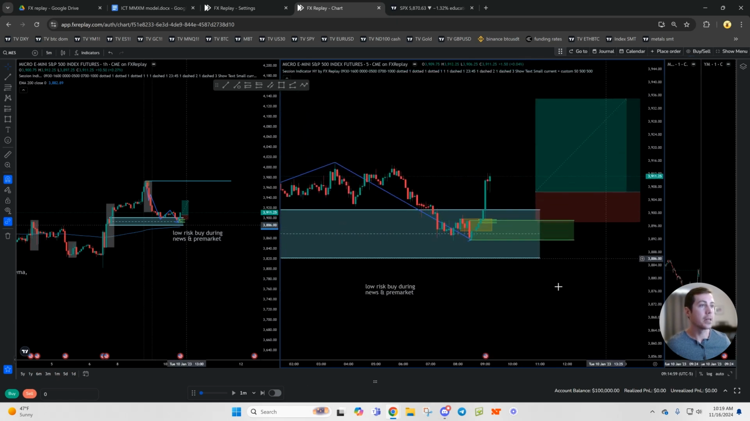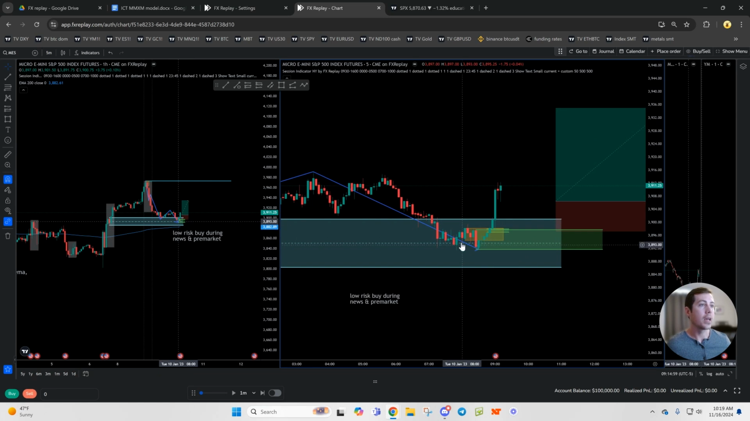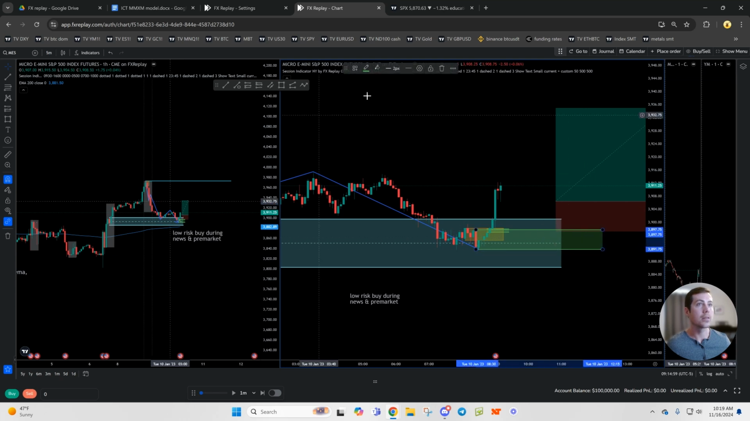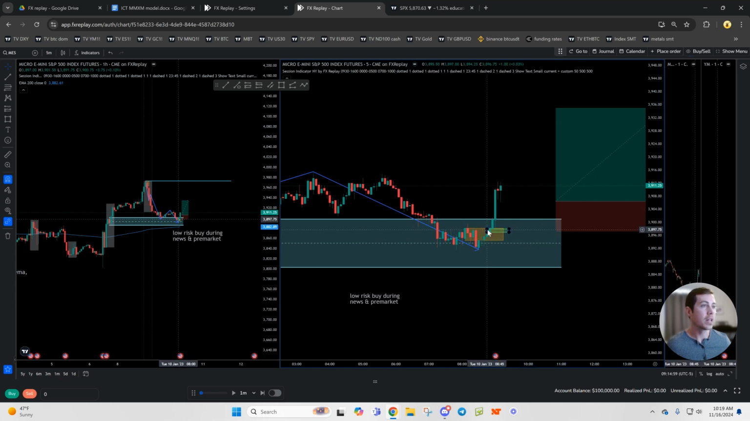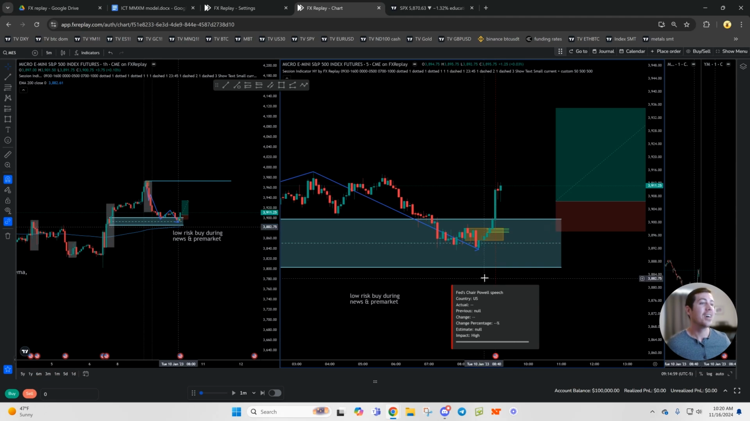So if we zoom in a little bit, you can see here we have this breaker, this last green candle before we had a move to the upside, which also overlaps. We'll delete this just so it's a little clearer to see. And we have an overlapping fair value gap and price taps into them. So this would have been our unicorn model entry, but it was before New York opened. It was also right on news.